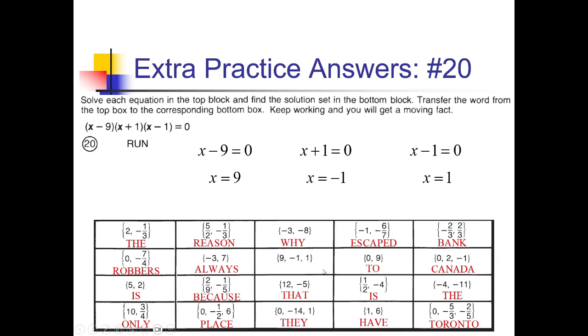Now that I've filled in all the words, I can actually read out this riddle here. The reason why escaped bank robbers always run to Canada is because that is the only place they have Toronto, like to run to. Wow, that is the soul of wit right there.